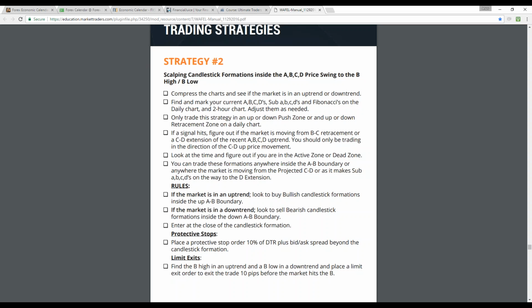Okay? Now the difference here will be placing the limit. On strategy 1, we were going after the same amount of pips that we were risking. In this case, we're going to be aiming at the B of the swing. So we're going to look at the price point where that B is, and we are going to look to limit out 10 pips before the B is hit.